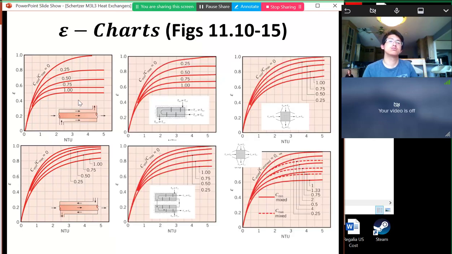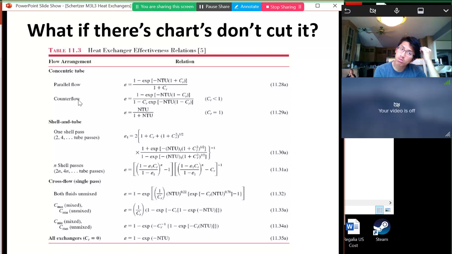Now, the cool thing about effectiveness-NTU is that it works really well, not just for parallel and counterflow heat exchangers, but for any kind of geometry where we have some relationship between effectiveness and NTU. The textbook gives you a bunch of figures where you could try to read this graphically, but I'm going to suggest that you don't, because the textbook also gives you a bunch of different correlations. So there's two different tables.